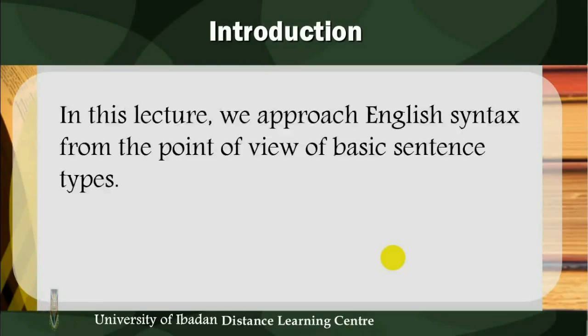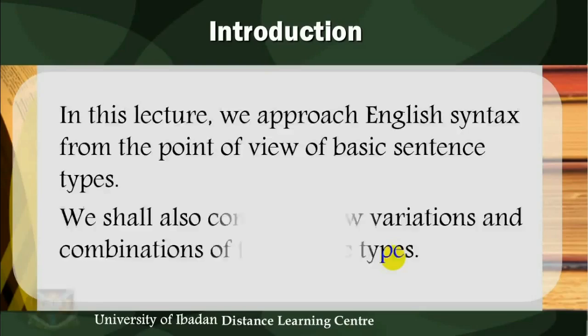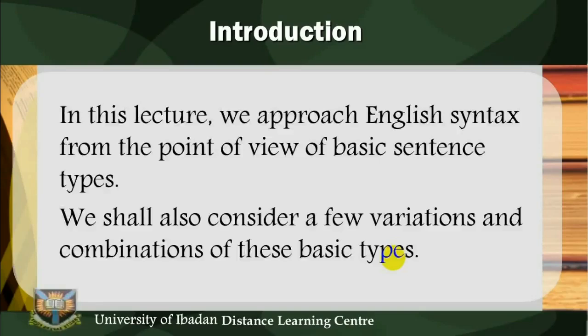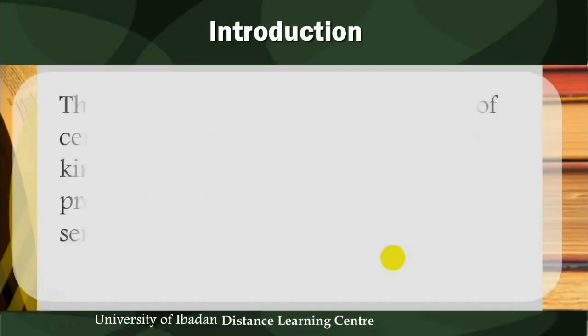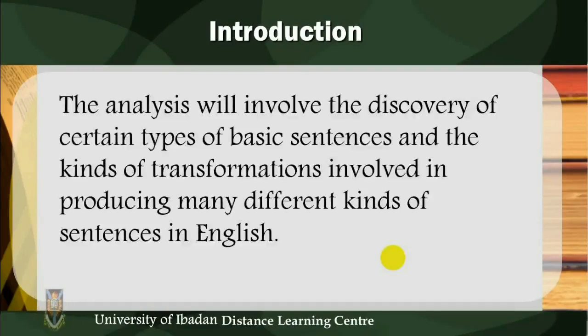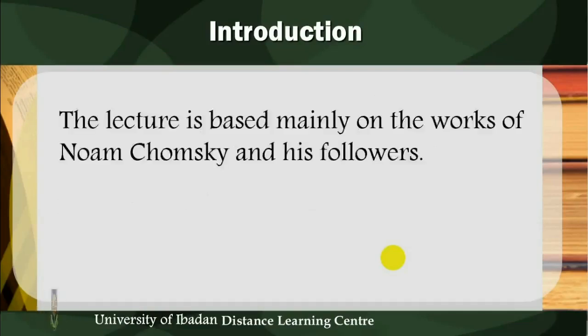In this lecture, we approach English syntax from the point of view of basic sentence types. We shall also consider a few variations and combinations of these basic types. Such variations and combinations are arrived at by a process called transformation. The analysis will involve the discovery of certain types of basic sentences and the kinds of transformations involved in producing many different kinds of sentences in English. The lecture is based mainly on the works of Noam Chomsky and his followers.